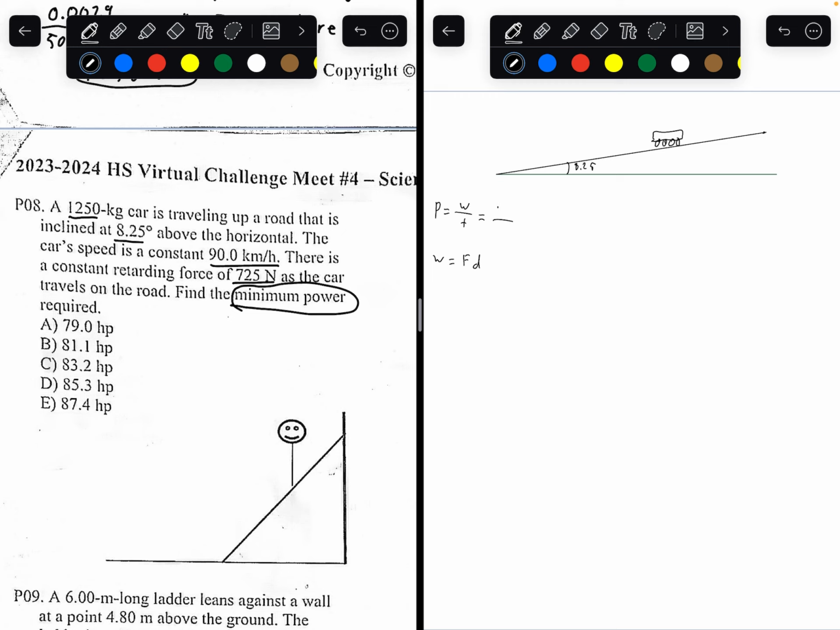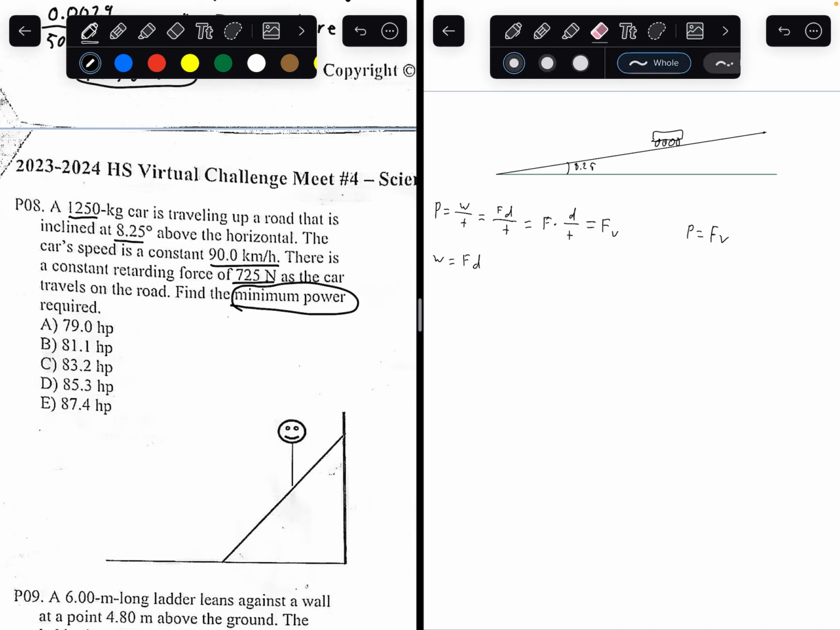So we can replace work with force times displacement. Rewriting that, you would get force times displacement over time. And displacement over time, displacement in this case would be considered distance, so distance over time we would get speed, or velocity. So force times velocity equals power. That's what we're trying to find. So power equals force times velocity.